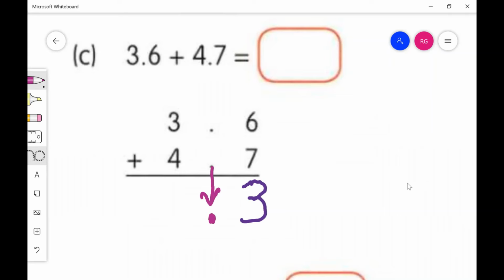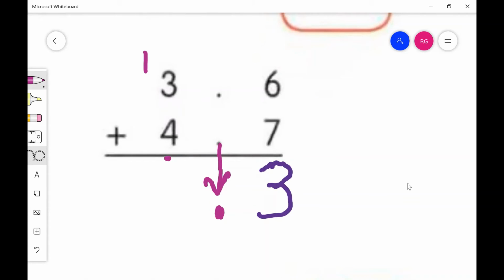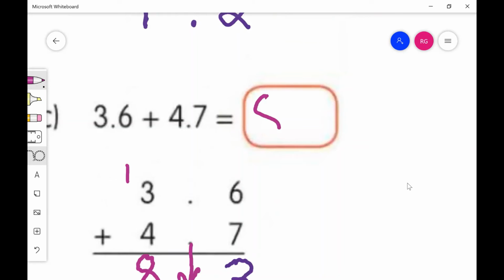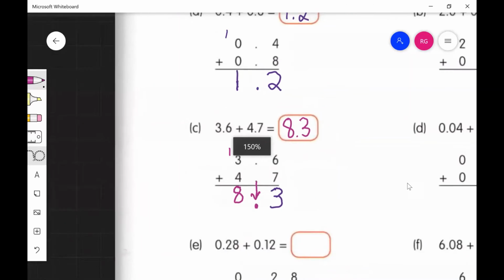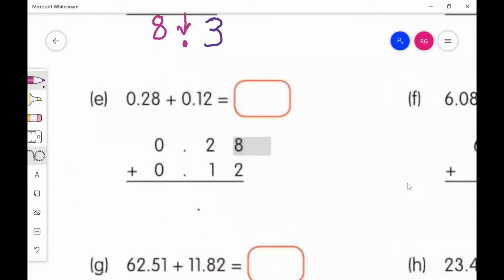Okay, and I need to carry my 1 here. And so this is 4 plus 3 plus 1 equals? 8. Yeah, okay. So we say that's 8.3, okay? Yeah. All right, so it's 8.3. All right, thank you very much. All right, let's just keep going down the column.